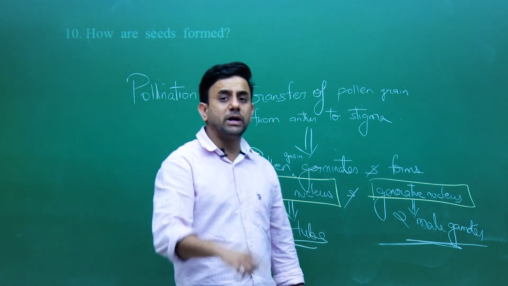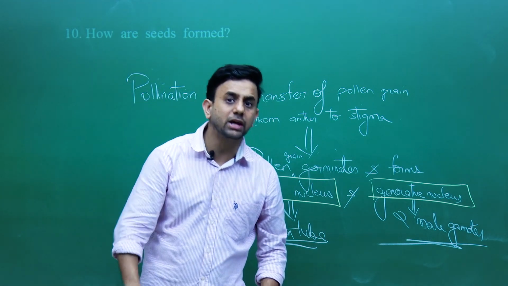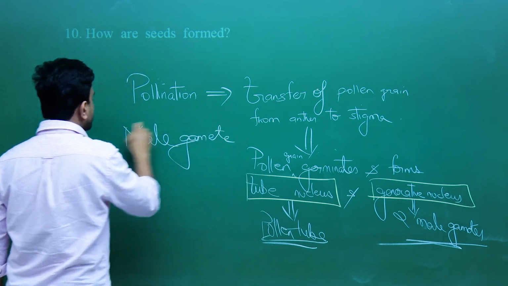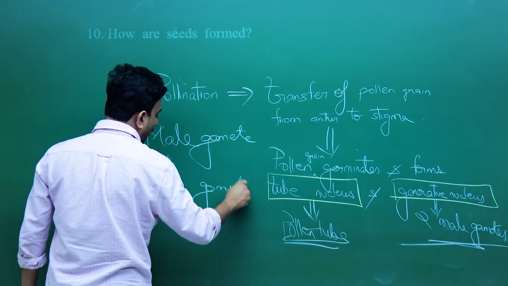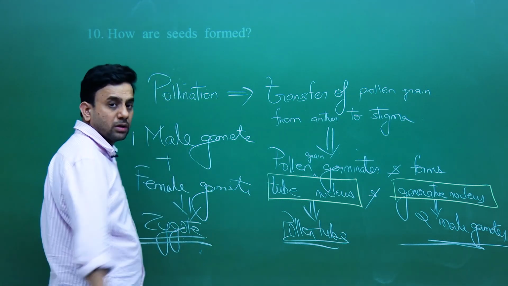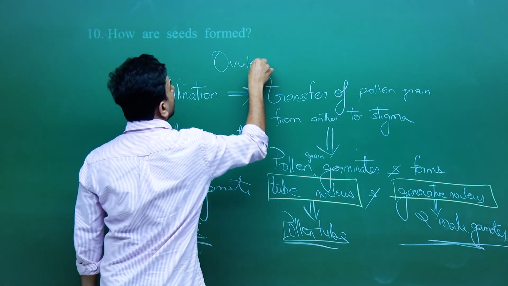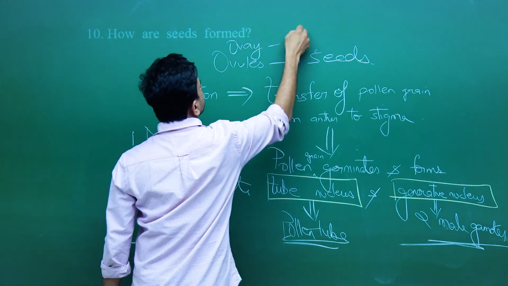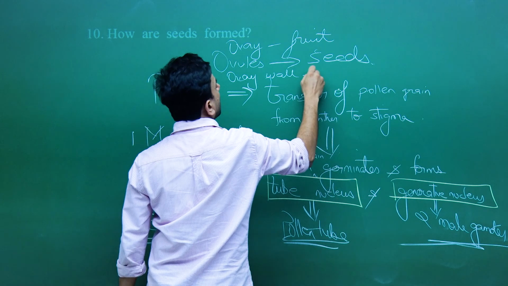The moment the pollen tube enters the micropylar end, the 2 male gametes spread apart, and one male gamete fuses with the female gamete to form the diploid zygote. The ovules form the seeds, the ovary forms the fruit, and the ovary wall forms the fruit wall.